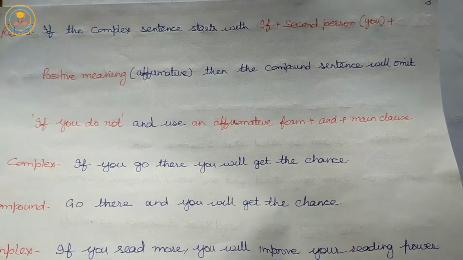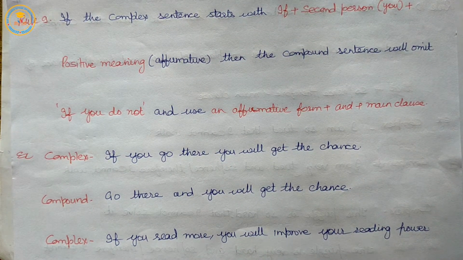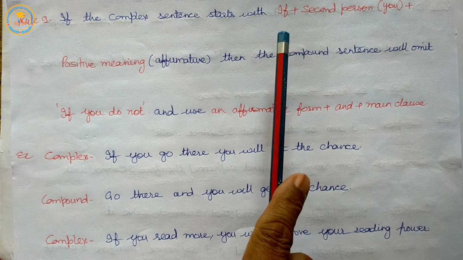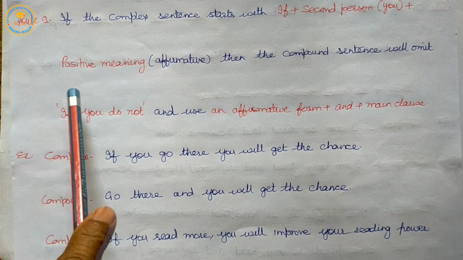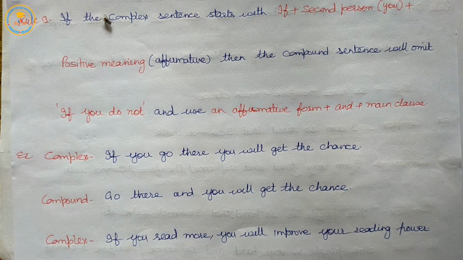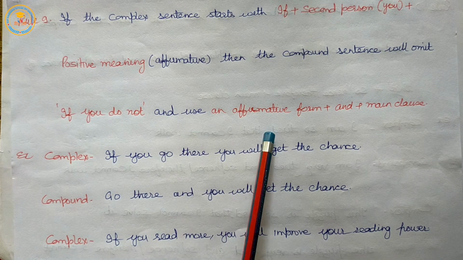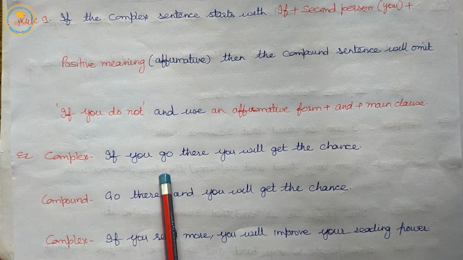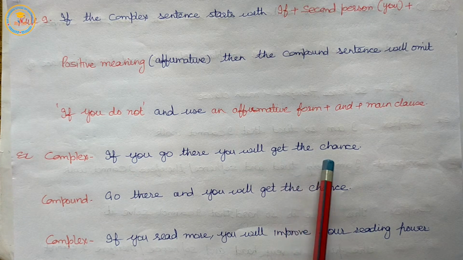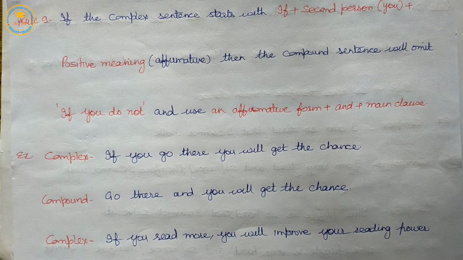In our ninth rule, we will read that if the complex sentence starts with if plus second person you plus positive meaning, then the compound sentence will remove if you do not and use an affirmative form plus and plus main clause. So, if you will go there, you will get the chance. Go there and you will get the chance. Same, that is our same rule.